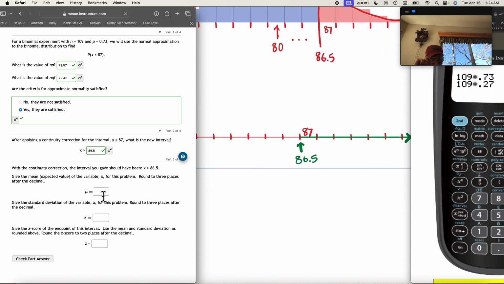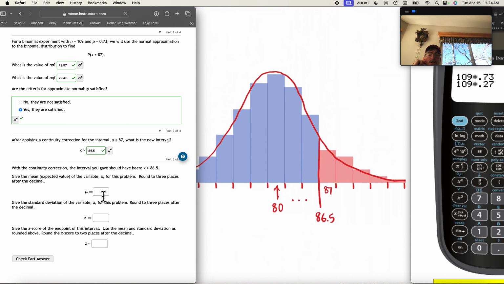So as a quick reminder, I'm going to come back up to my bar graph. I like that better. Okay, so the mean of my distribution we computed above. So mu, remember, is just n times p.